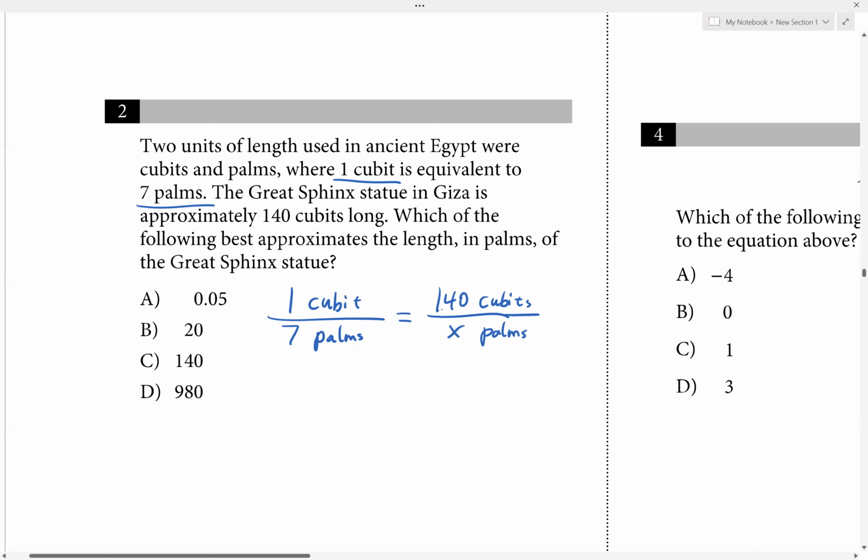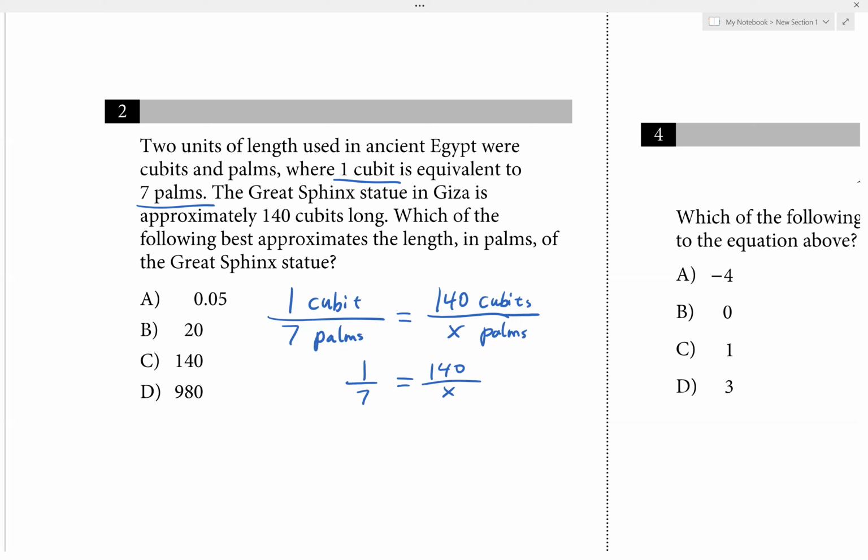Okay. And when we actually solve this, we don't have to include the units. We can just say it's 1/7 equal to 140 over X. Okay, or 7 equal to 140 over X. So when we set up a proportion, it is important to make sure that the units line up correctly, right, on both sides. And then we can solve for X.